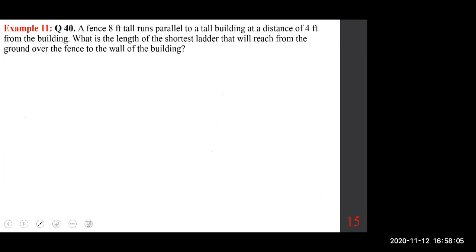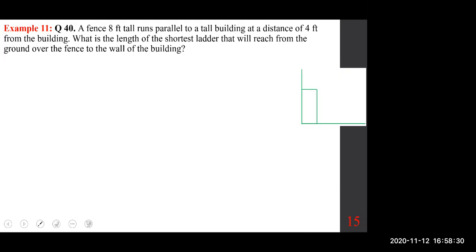Could somebody read this question, please? A fence 8 feet tall runs parallel to a tall building at a distance of 4 feet from the building. What is the length of the shortest ladder that will reach from the ground over the fence to the wall of the building? Thank you so much, Ethan.